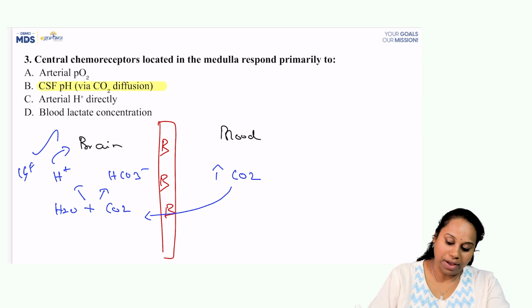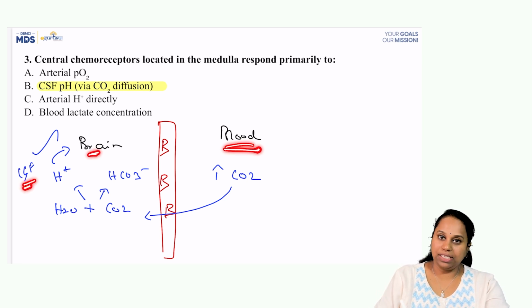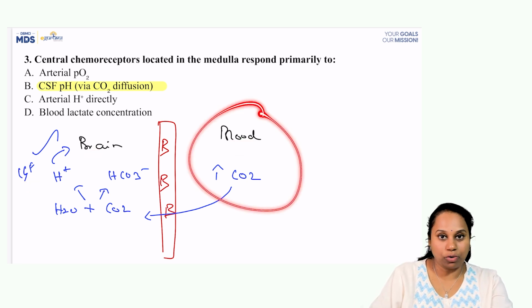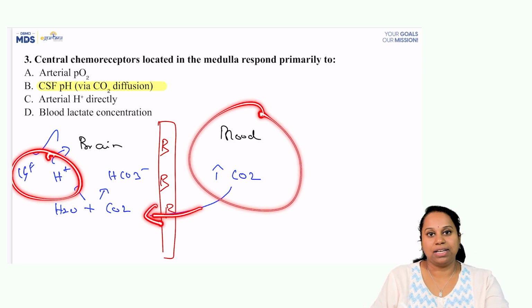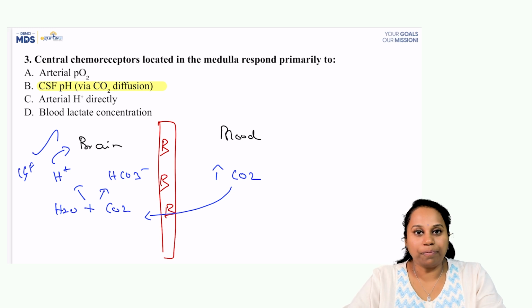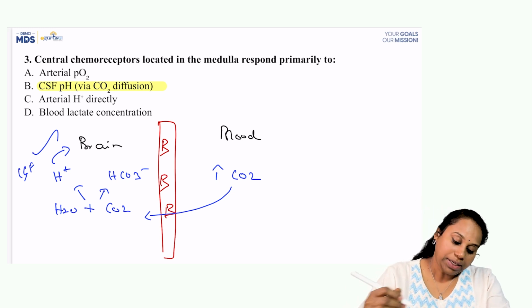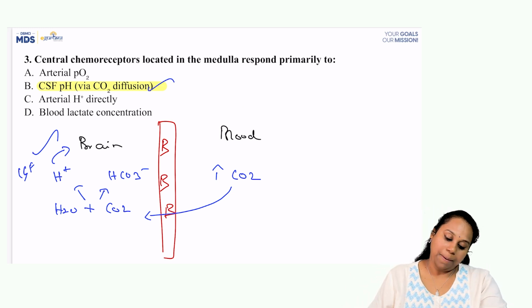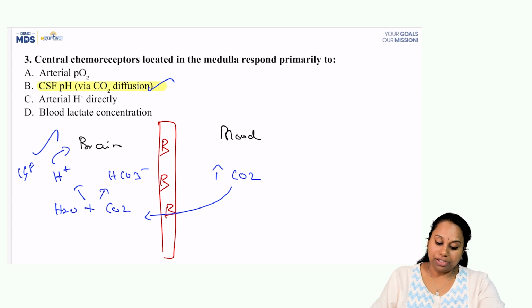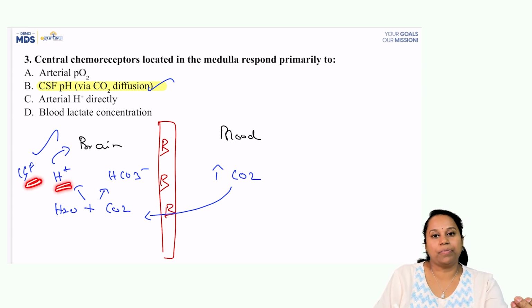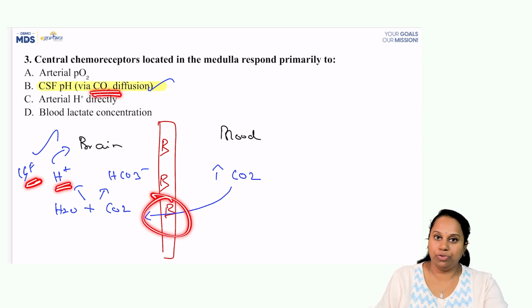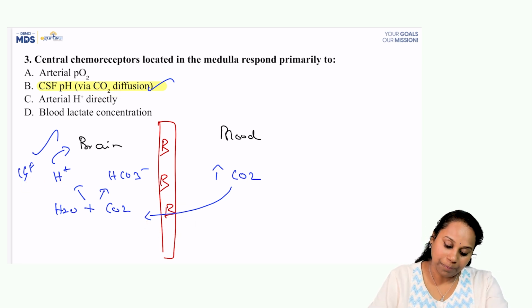Brain means it is the CSF. So on one side you have the blood, on the brain side you have CSF. Blood levels of CO2, CO2 diffusing into the brain, and CSF levels of H plus are the major stimulus for central chemoreceptors. So in this question we can go with option B, CSF pH. H plus determines the pH. So the pH or the H plus concentration of CSF via carbon dioxide diffusion, that would be the right answer.